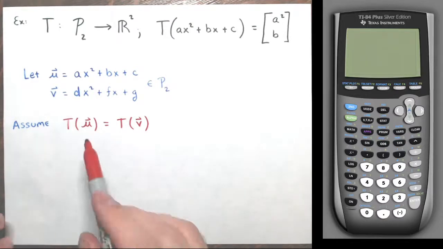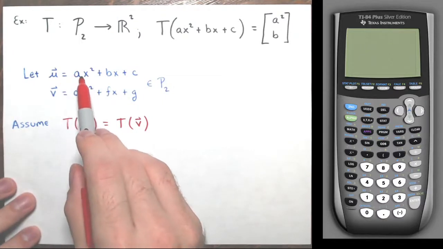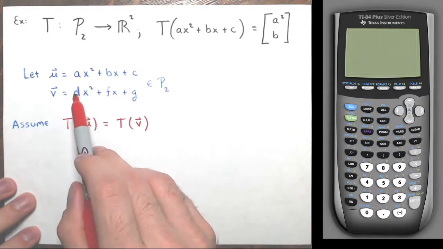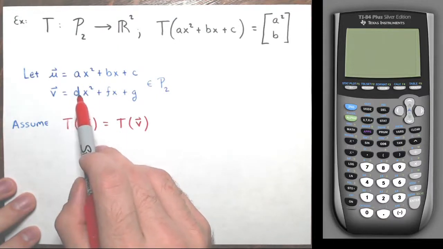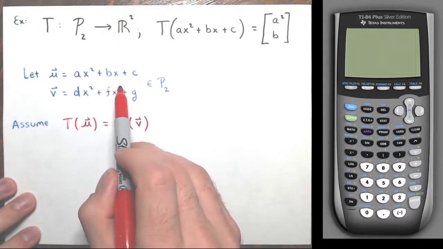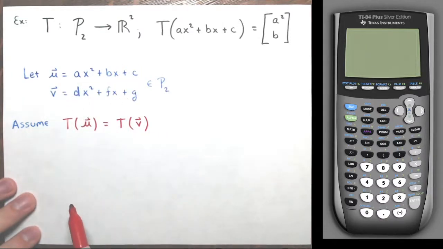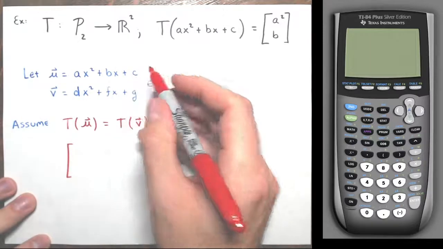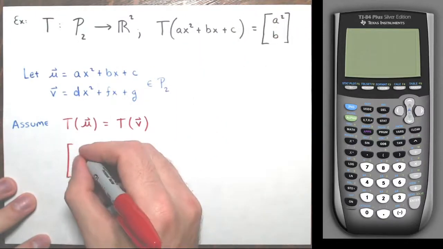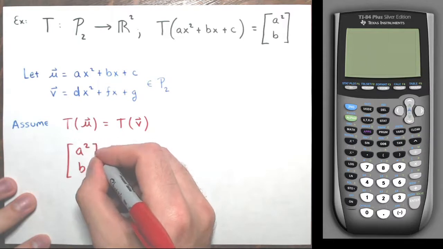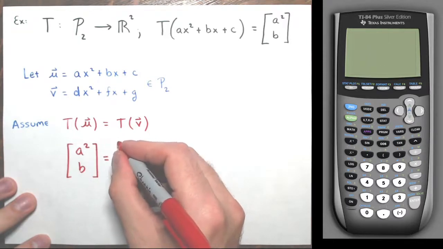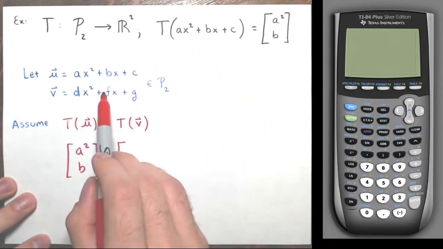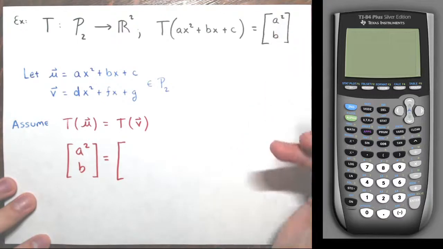Okay, so what is T of u? Also, in order to show that two polynomials are the same, you just have to show that the coefficients of like terms are the same. So I need to show that a equals d, b equals f, and c equals g in order to show that u equals v. All right, so what's T of u? If u is ax squared plus bx plus c, the vector a squared, b comes out. That's the image of u under T. And the image of v under T? I'm just replacing a, b, c with d, f, and g, so it'd be d squared, f.